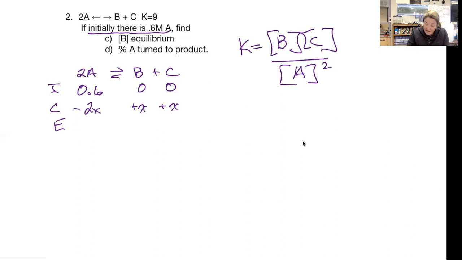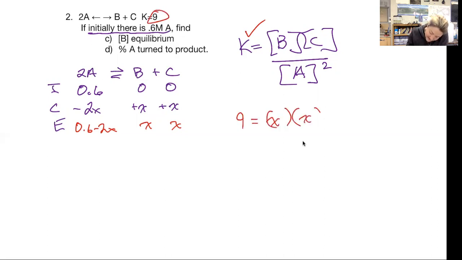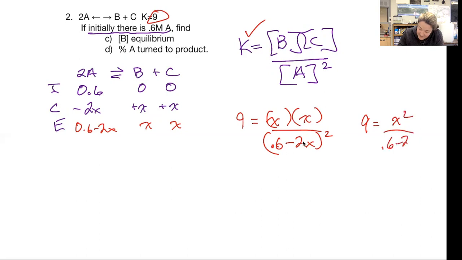For this problem, I don't know any of my final concentrations, but I know every one of them in terms of x. And I know my K value. So I can plug all of this into the equilibrium expression and solve. My K value is 9. 9 equals x times x over 0.6 minus 2x quantity squared. This is the same thing as 9 equals x squared over 0.6 minus 2x quantity squared.